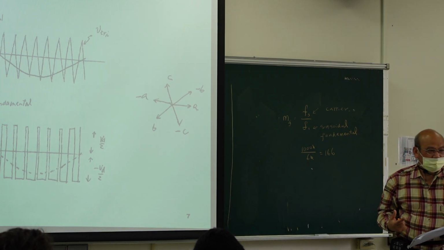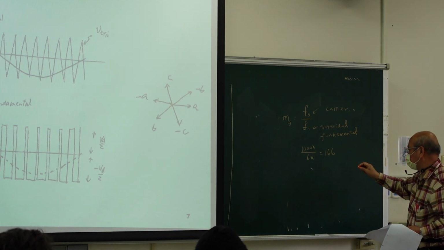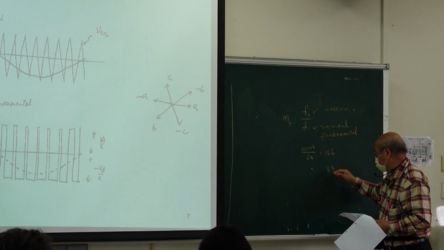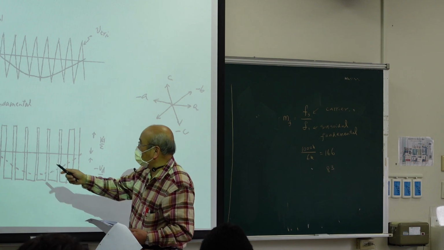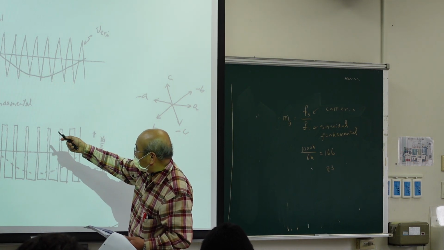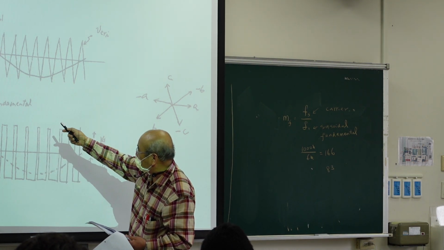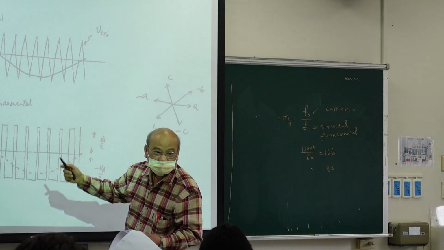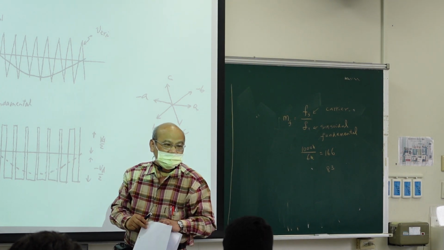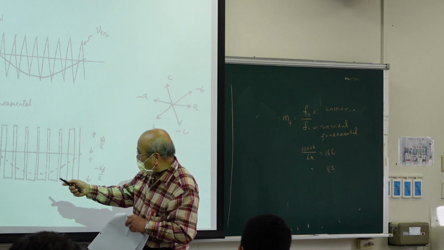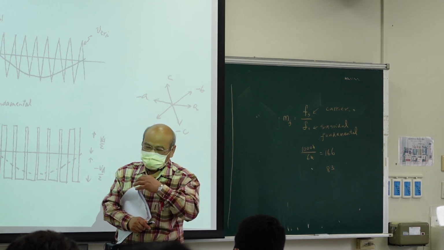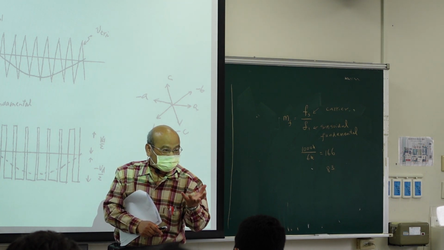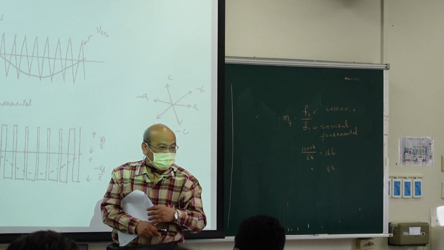166, right? If half wave, then 83 times. What does this mean? It means if you have a half cycle, how many carriers are in here? 83, right? So we have how many switching times? 83 times. So do you think it is better or worse than a square wave?